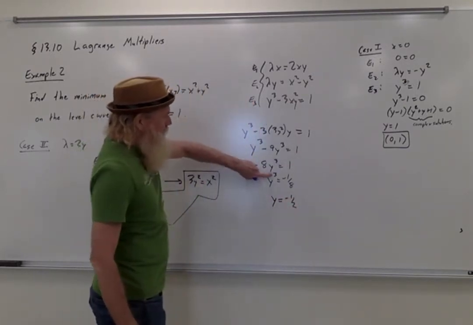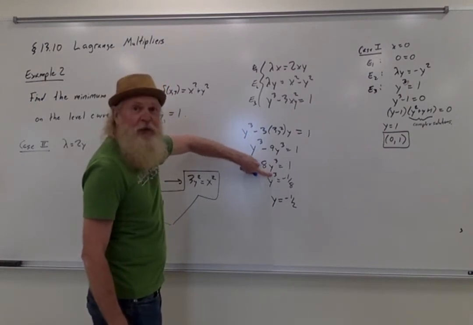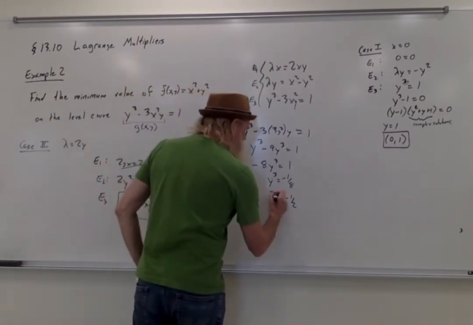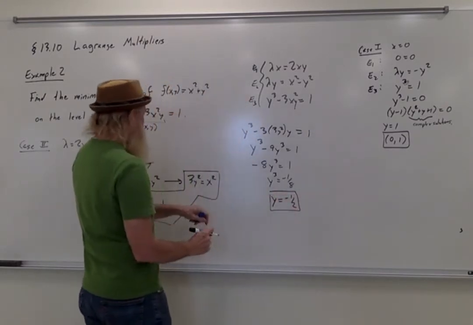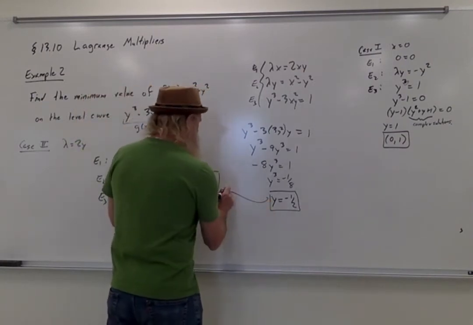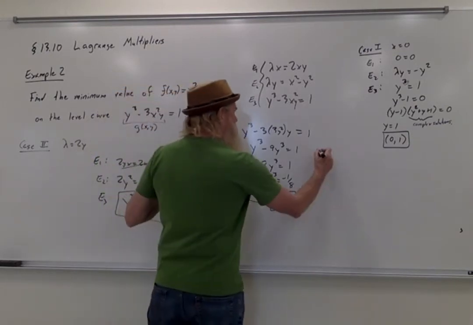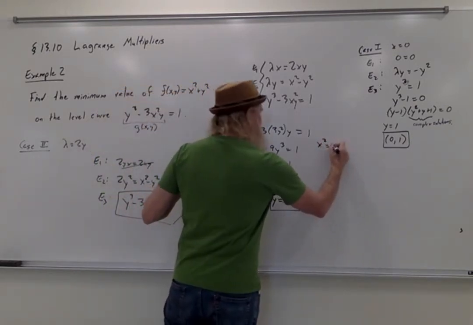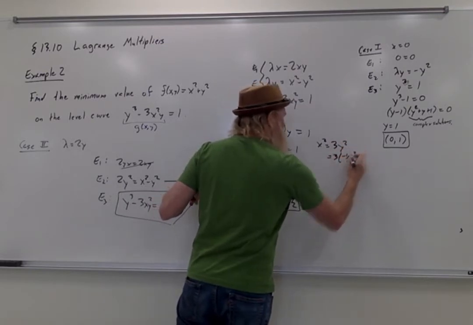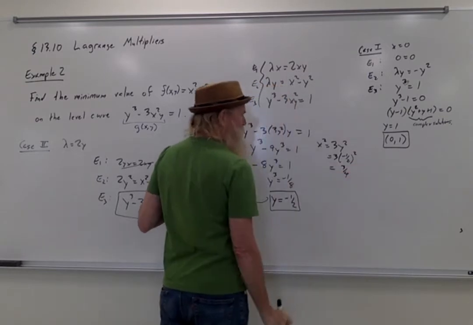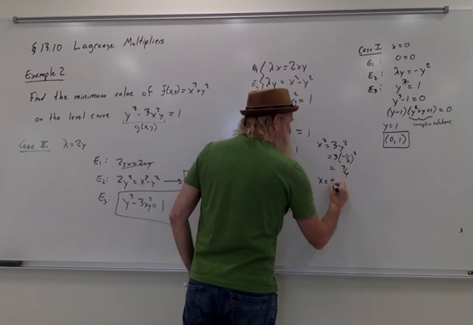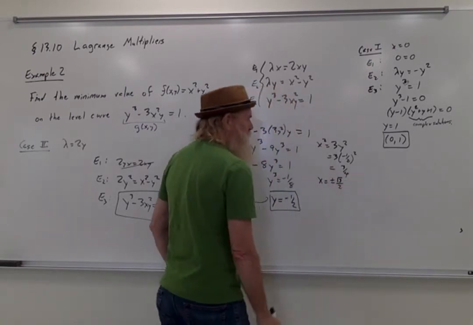If you want to be super careful, remember that this cubic equation is going to have 3 solutions. This is one of the 3, and the other 2 are complex. So we know the y coordinate, and then we also know that x squared is the same as 3y squared. So if I substitute that back into equation 2, I have that x squared is 3y squared, which is 3 times negative a half squared, or 3/4. So if x squared is 3/4, x is plus or minus the square root of 3 over 2.